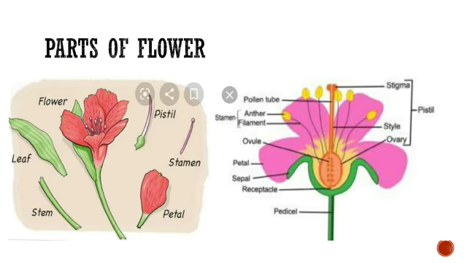Next part is androecium. This is the male reproductive part of the flower. It consists of stamens. Each stamen is made up of anther and filament. Just see the slide properly. This is the male reproductive part, that is androecium. It consists of stamens and each stamen is made up of anther and filament.